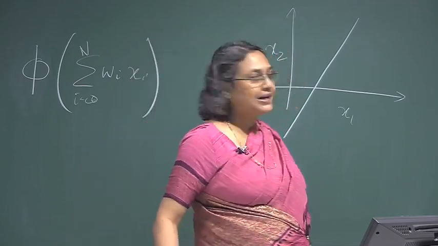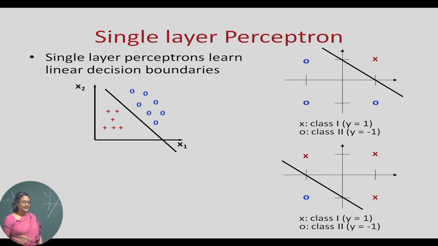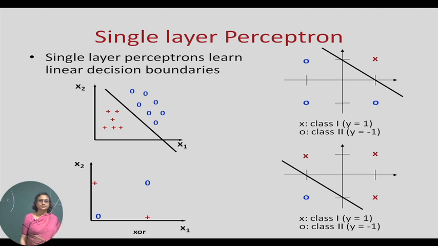For example, if you look at the slide, here we have two classes, class 1 denoted by red plus, class 2 denoted by blue circle, and there is a straight line function that separates them. On the right, we see two other examples where we have class 1 which is red, class 2 which is blue, and there is a line separating class 1 from class 2, and there exists a linear decision boundary which separates class 1 from class 2.